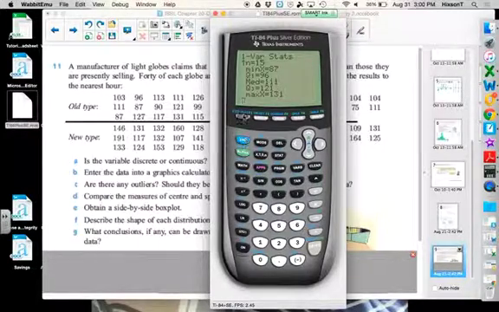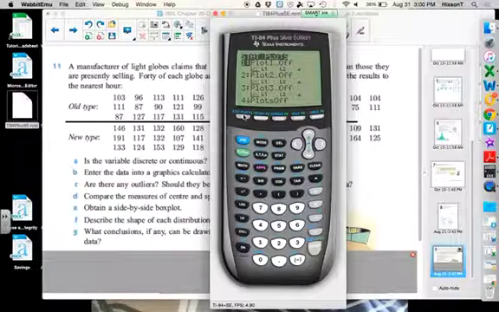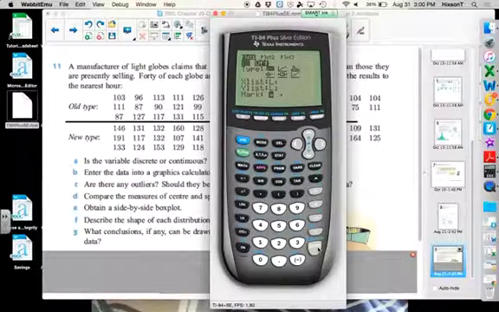The other thing I want to show you, though, is if you hit second y equals for stat plot, I'm going to hit enter on plot number 1 and turn it on. And then notice the type. Right here is a scatter plot. For a scatter plot, you have to have 2 lists of data. So you've got to have your x coordinates and your y coordinates. Okay? We're not going to do a scatter plot. We're going to do a box and whisker plot.